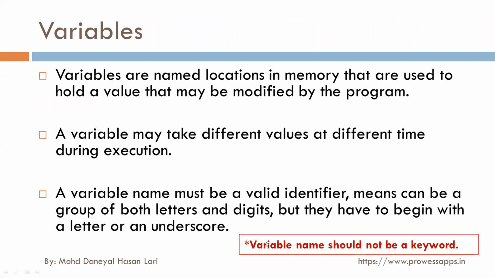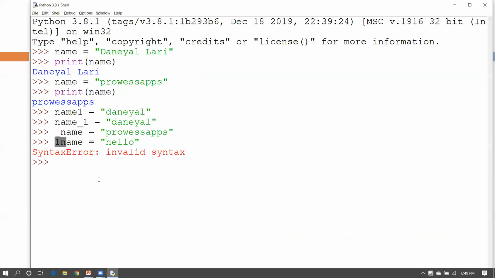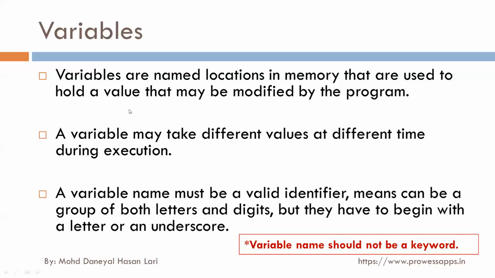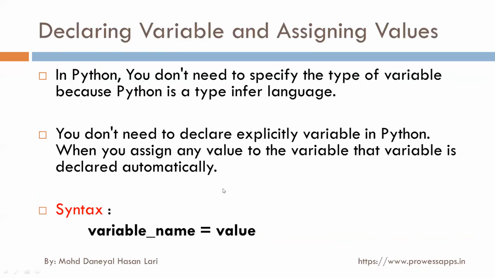And one more thing that you need to remember is that a variable name should not be a keyword. In the previous tutorial, I have already told you that keywords are reserved words. So you cannot take the keywords as the variable name. For example, if I take the keyword if and assign a value, for example, Daneyal, then you can see that this is invalid syntax. Why? Because if is a keyword. So these two things you need to remember whenever you declare any variable in a Python script.